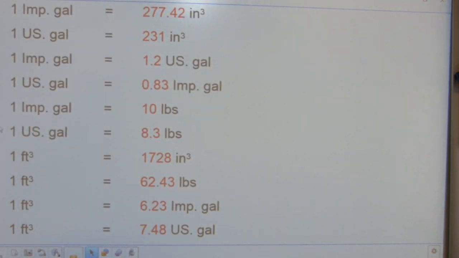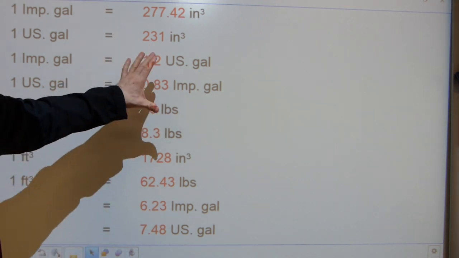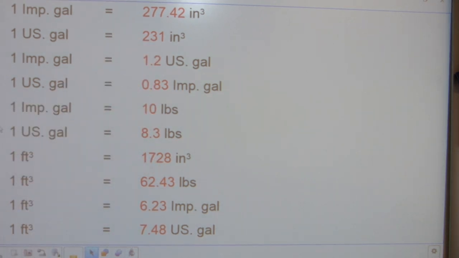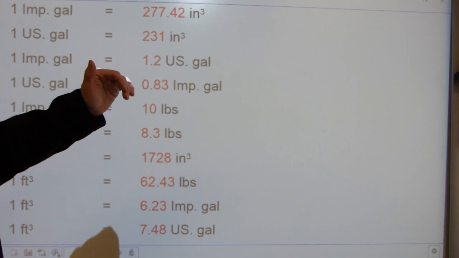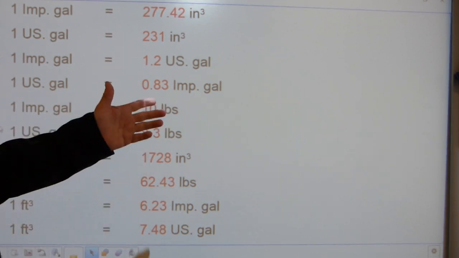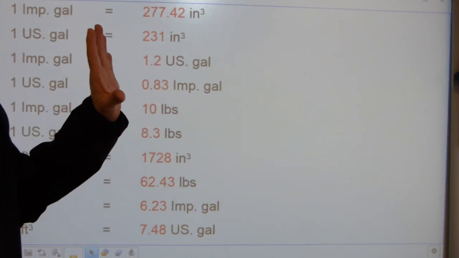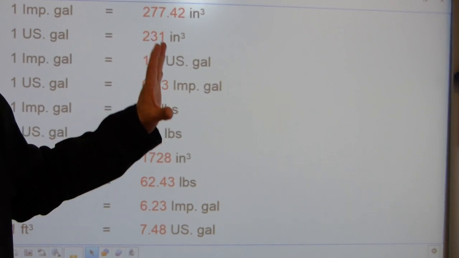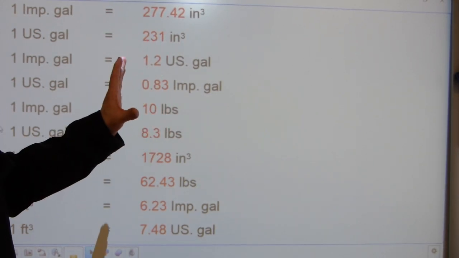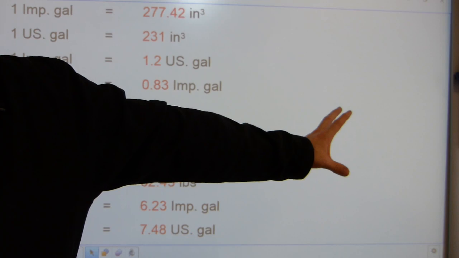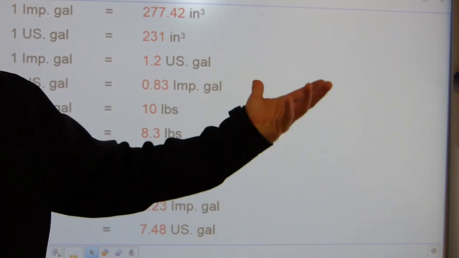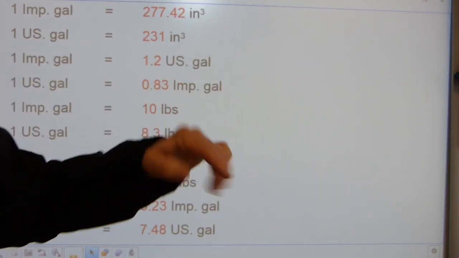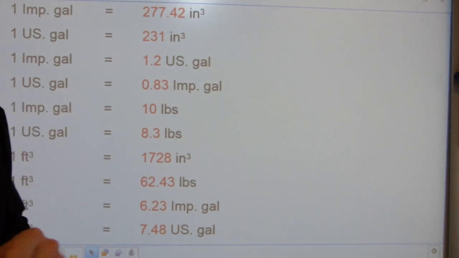So why are there two different systems? What's an imperial gallon? What's a US gallon? What's a cubic foot and a cubic inch? Those are brilliant questions. The explanation for these questions is in a completely different video. It's a 20-minute video for which I'm going to include a link in this video's description box below.